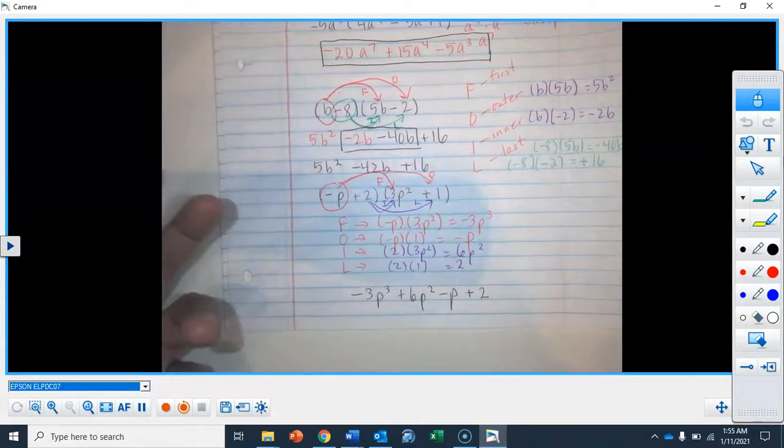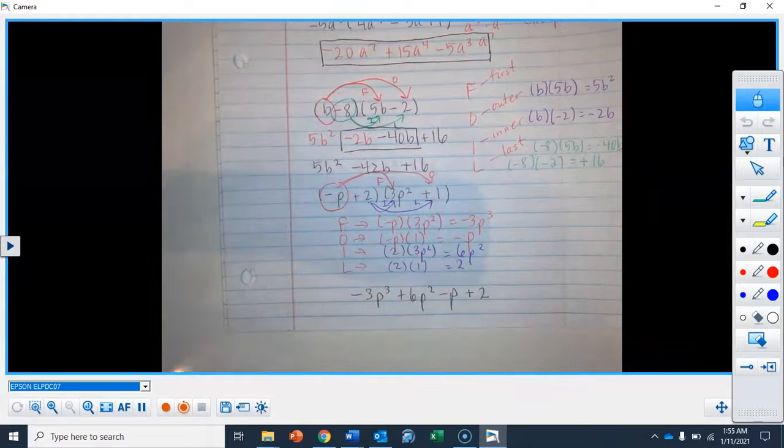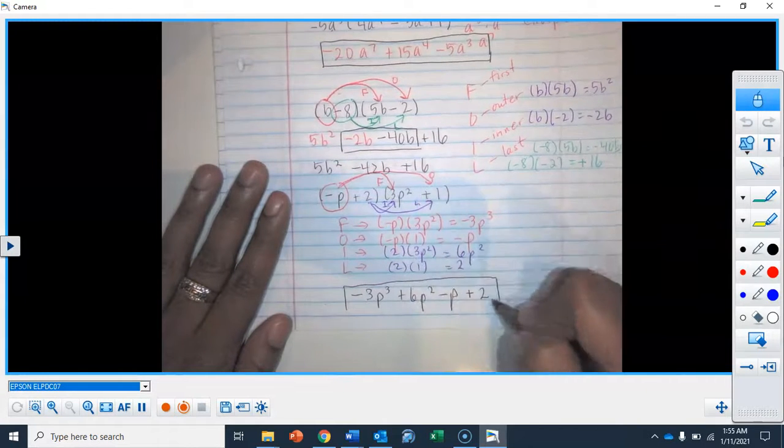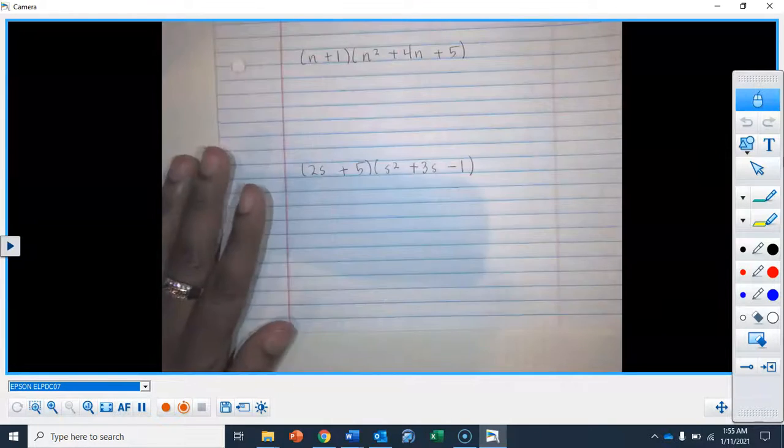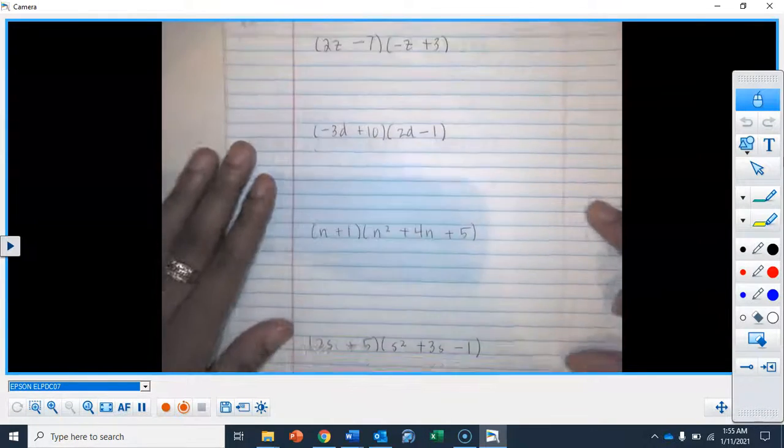Again, there's a positive on the 2 because we don't write plus signs. Everybody knows it's positive. We only write negative signs. So here's the final answer for this one. Pretty simple. Again, make sure you pause if you need to. All right, so now the next two, let's do the box method.